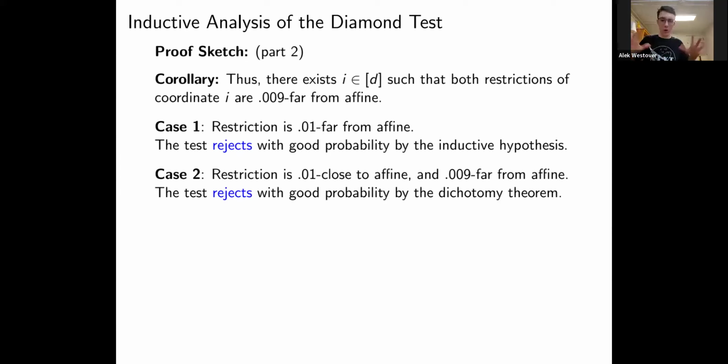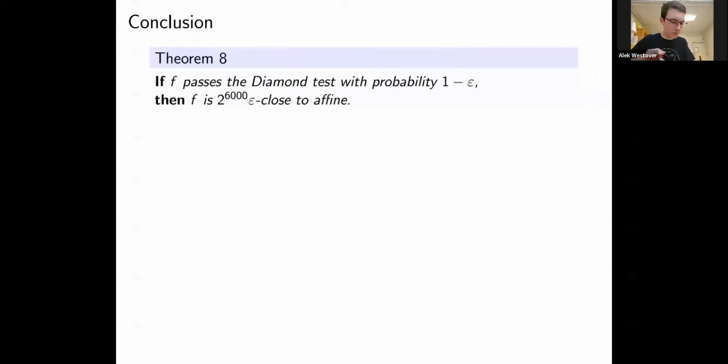So that's pretty neat. What we said is that in the low distance case, it's easier to think about because we can just think about f and the nearest linear function to it. And then for the high distance case, either we can do some kind of induction, or we get back to the low distance case, and then we know how to handle that. Once we're done with that, we have proved that if you pass the diamond test with this probability, then you are close to affine.